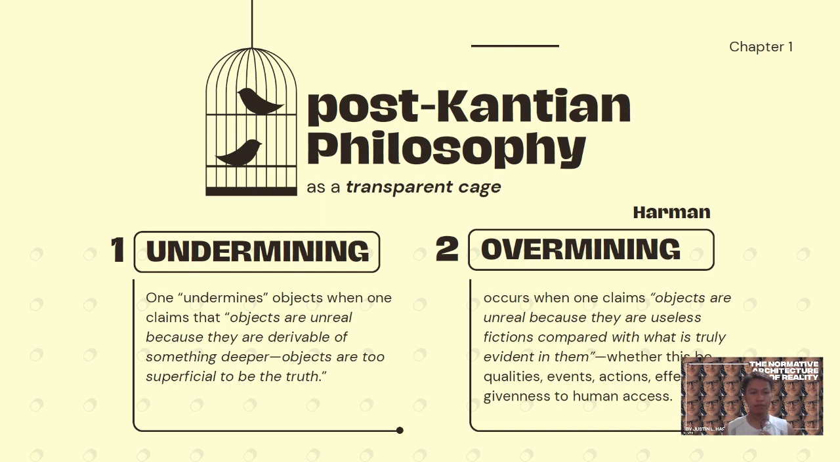On the other hand, a Harman coinage, overmining, occurs when one claims objects are unreal because they are useless fictions compared with what is truly evident in them, whether this be qualities, events, actions, effects, or givenness to human access.